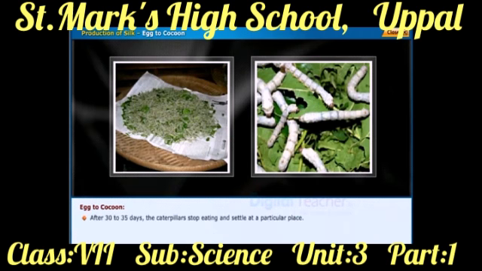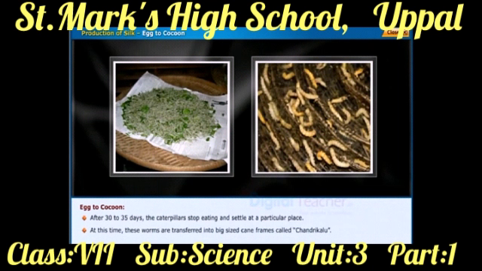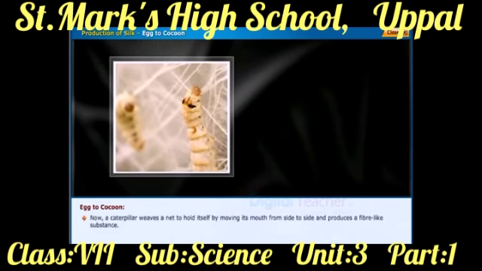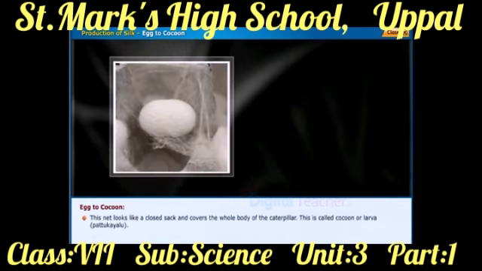After 30 to 35 days, the caterpillars stop eating and settle at a particular place. At this time, these worms are transferred into big cane frames called chendrikalu. Now the caterpillar weaves a net to hold itself by moving its mouth from side to side and produces a fiber-like substance. This substance becomes strong when it is exposed to air and heat. This net looks like a closed sac and covers the whole body of the caterpillar. This is called a cocoon, or pattukayalu.